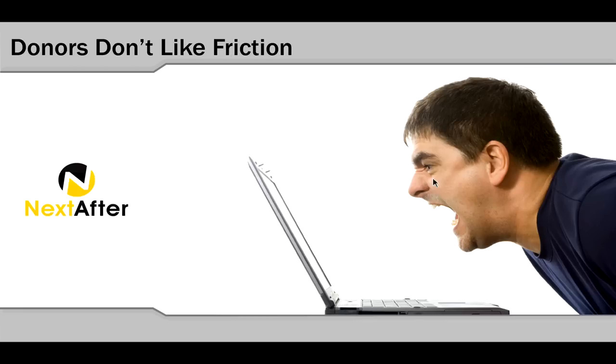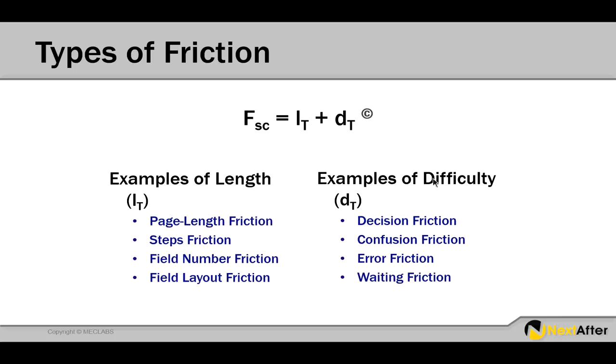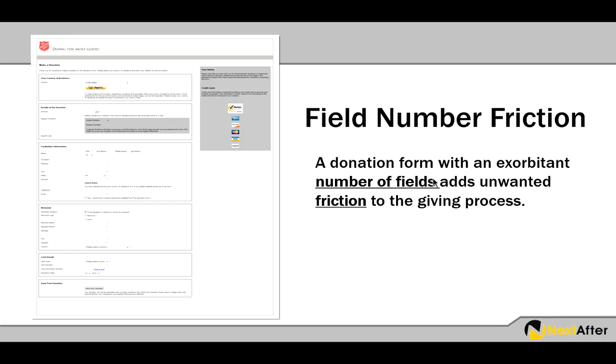And this is the experience that the donor takes away from the process. Friction and donors, they're not friends. And donors don't like friction. So what we need to do is give you different ways of identifying the different types of friction that exist in the online giving process. And then we'll use these different types of friction to try to optimize each other's pages in the second part of today's broadcast. So there are two different types of friction that we'll talk about: length friction and difficulty friction, and we'll walk through some different examples of these just to give you a flavor of what we're talking about here.